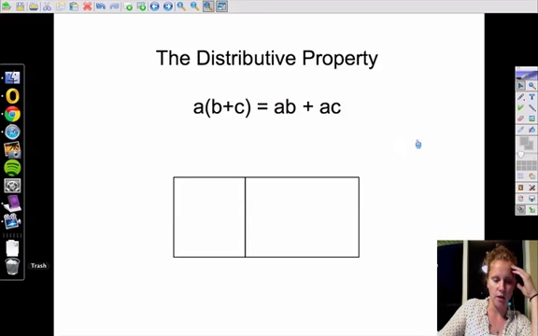And today, students need out their notebooks. We're going to take some quick notes on the distributive property and combining like terms, and then today is going to just be practicing that.